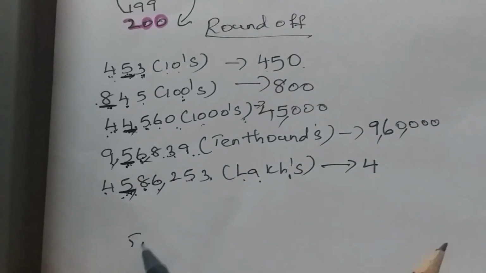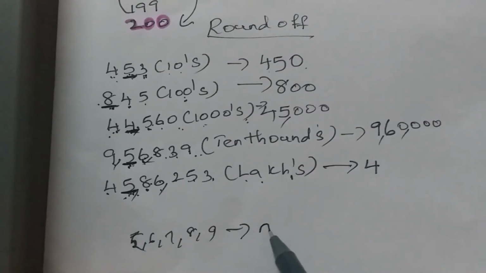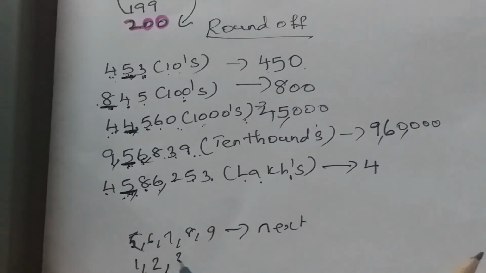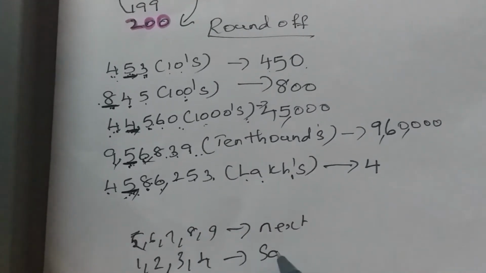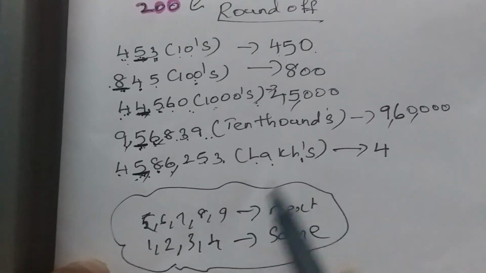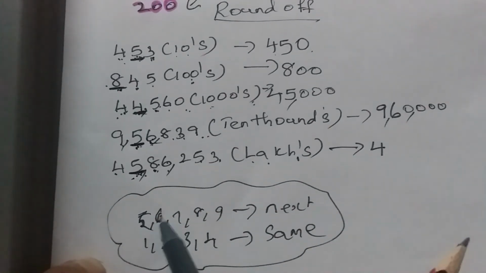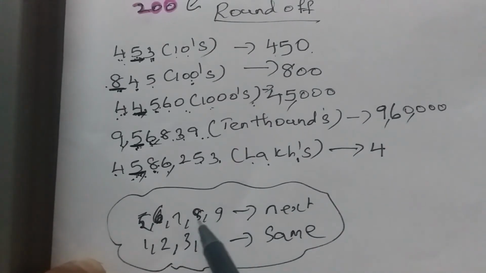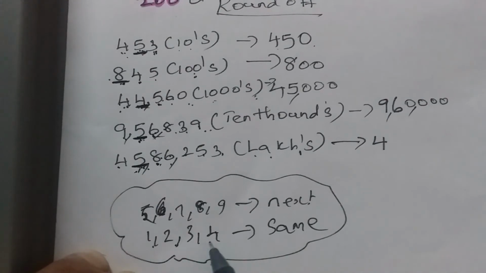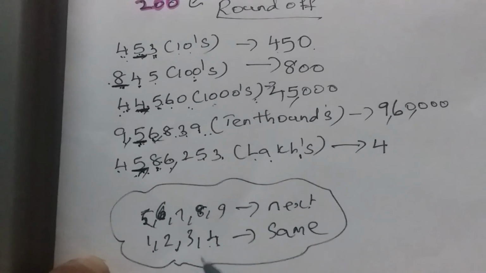So if it is 5, 6, 7, 8 and 9, you write the next digit. If it is 1, 2, 3, 4, we have to write the same number. This is one rule you should remember. Underline the given place, then observe the next number. If the next number is 5, 6, 7, 8, 9, we write the next number of the underlined number. If the next number is 1, 2, 3, 4, we write the same underlined number. This is the rule you should remember.